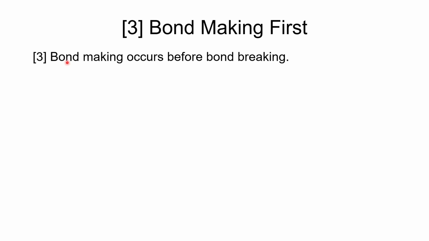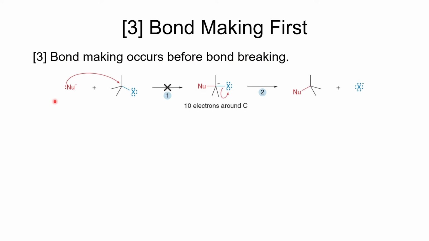All right, our third possibility is where we make the bond first. So the bond making occurs before the bond breaking. So here we're going to get a new bond between our nucleophile and carbon that will give us this intermediate, which doesn't look good, and we'll talk about that in a second. And then in a second subsequent step, we're going to break the bond between carbon and the halogen, and that will give us this. Well, the problem with this mechanism is that this is not allowed.